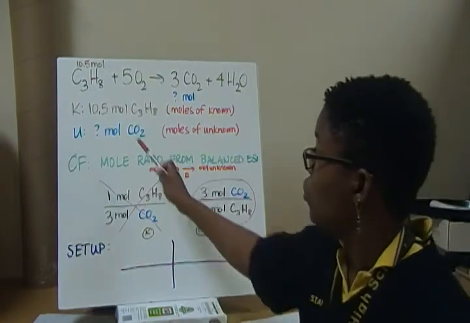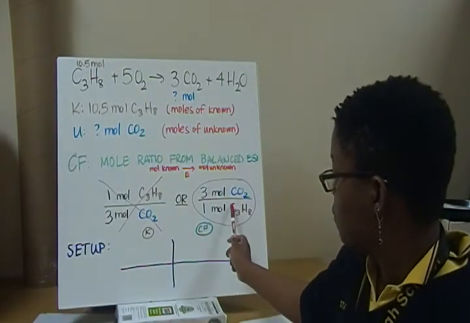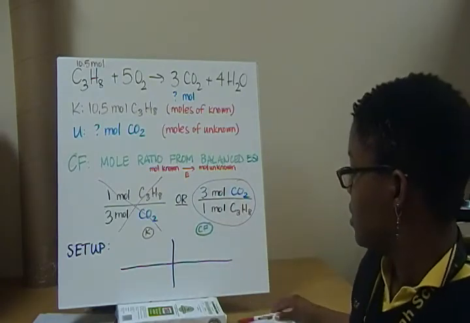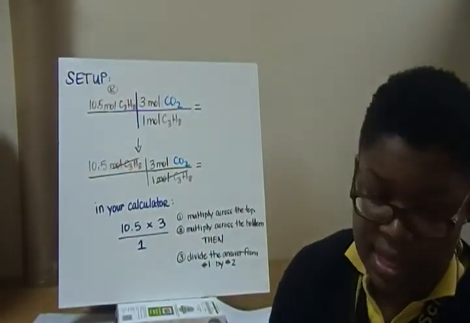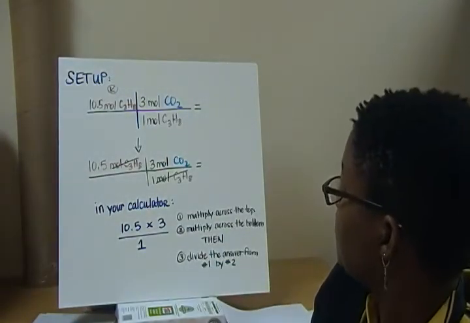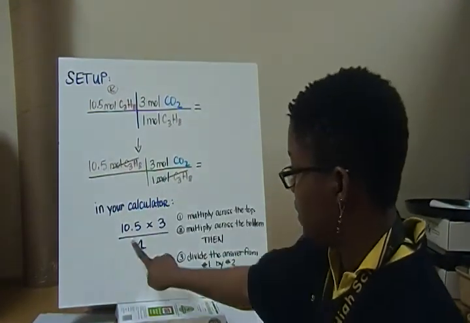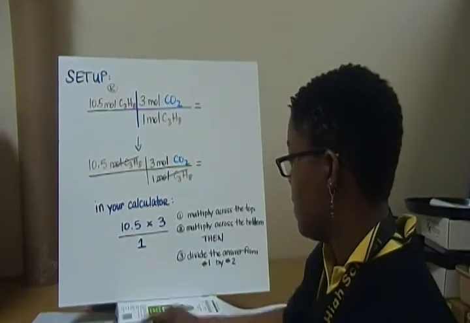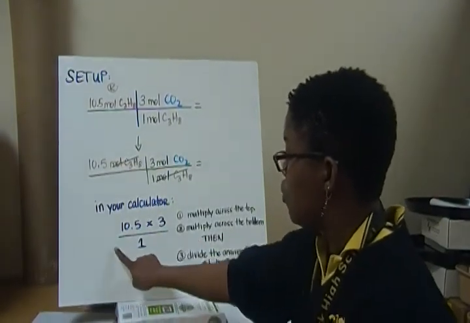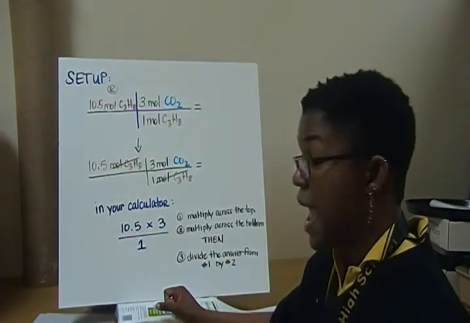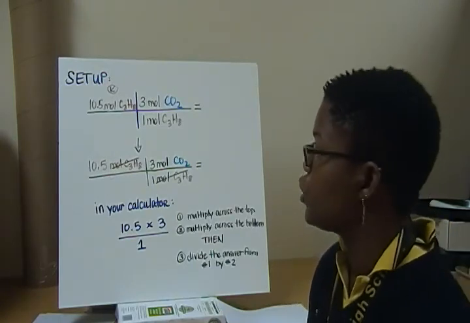So if we put in our known, which is the 10.5 moles of C3H8 here, and we put in this conversion factor, E, here, our result looks like this. These units will cancel, and in your calculator you're putting 10.5 times 3 divided by 1. You're going to multiply across the top, 10.5 times 3. If there's more than one thing on the bottom, you'd multiply across the bottom, and then you would divide the top by the bottom. That's the process for solving these. Some of you have asked that question.